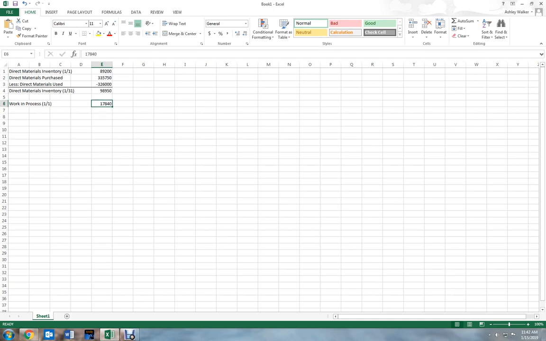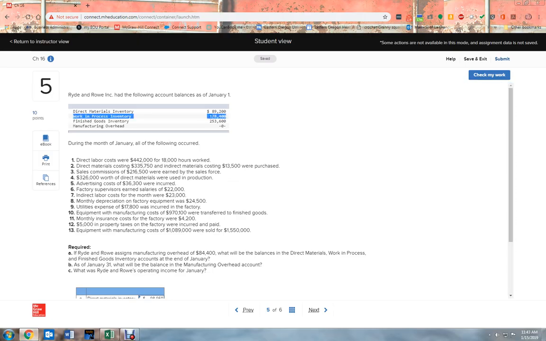Now remember, work in process, I'm looking to apply the production costs that I'm incurring. Again, my production costs are three pieces. You'll remember from your materials, we're looking for direct materials, direct labor, and overhead. Those costs get added in. So I look back at my fact pattern, and I see my direct labor costs were $442,000.